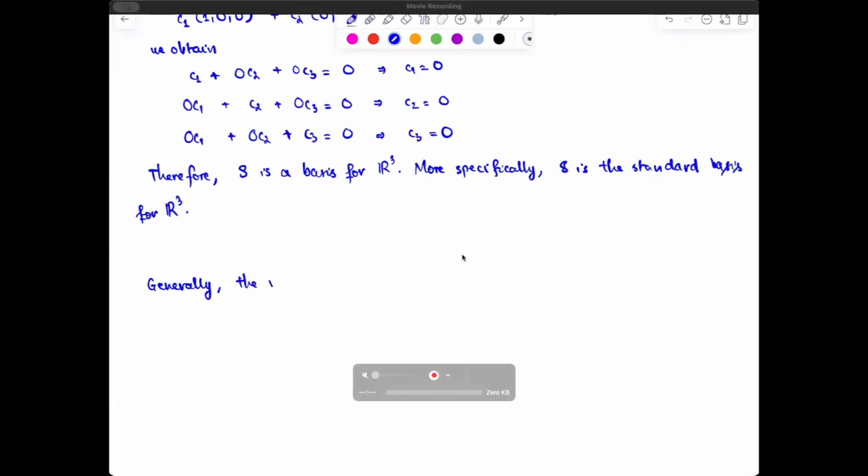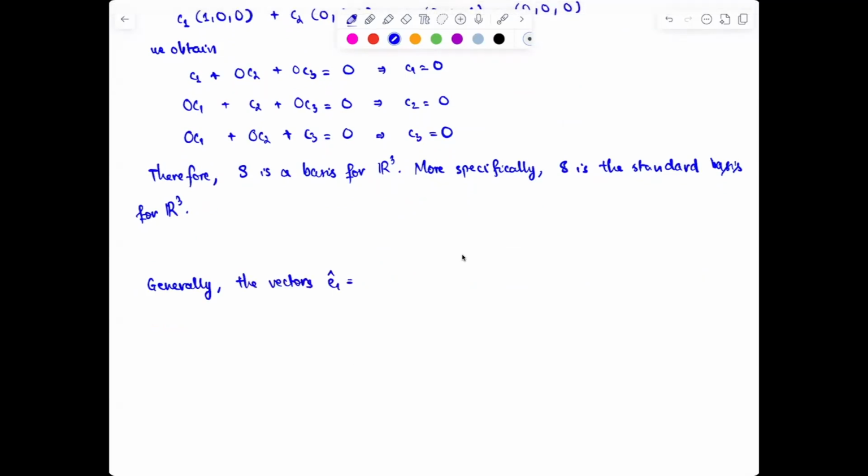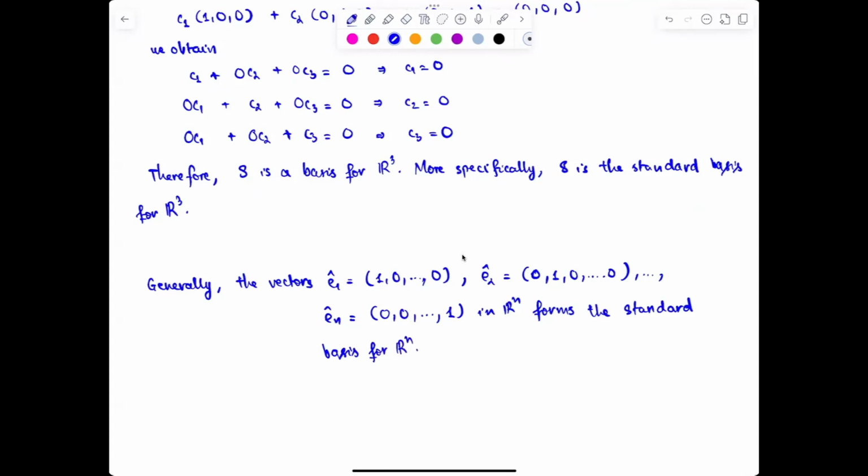Okay. Now, generally, the vectors E1 equal to 1 0 dot 0, comma E2 equal to 0 1 0 dot 0, and you do this all the way to En equal to 0 0 dot 1 in Rn forms the standard basis for Rn. Okay, so that is the general implication of standard unit vectors in a set that help create a standard basis for Rn. So this is standard unit vectors, this is standard basis.